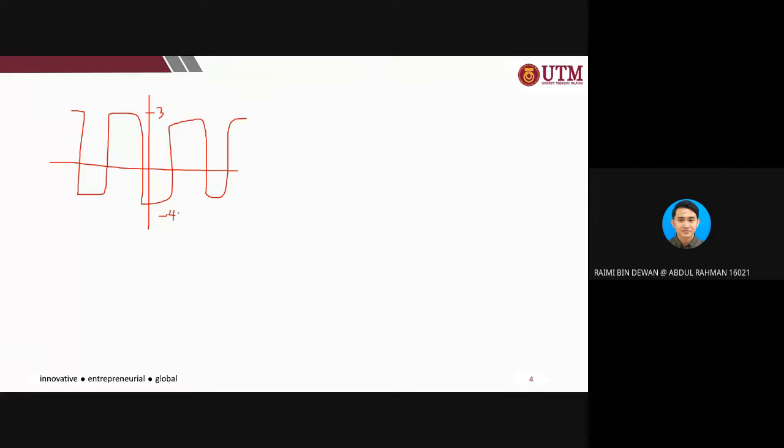So what does it mean by hidden odd signal? Okay, let's say initially we have a signal like this. Let's say here is 3, and here is negative 3.